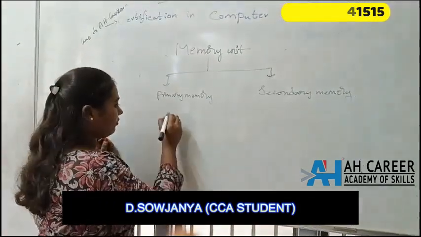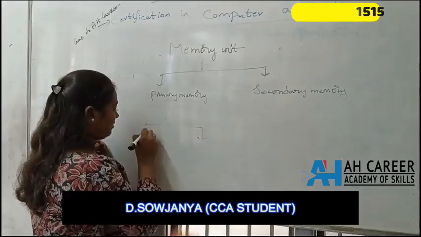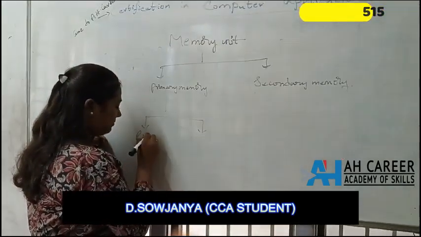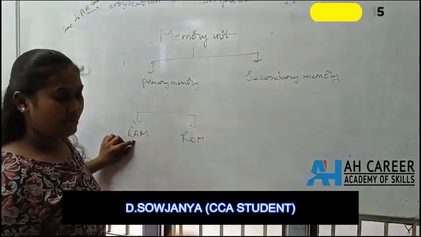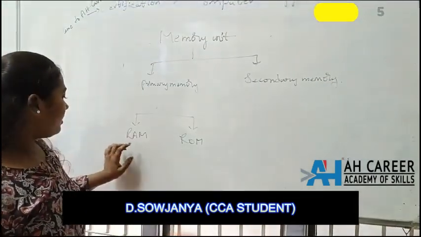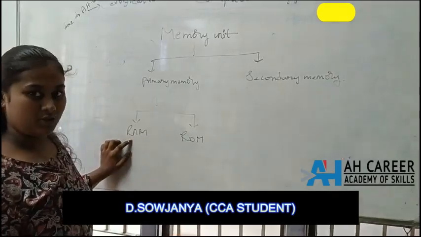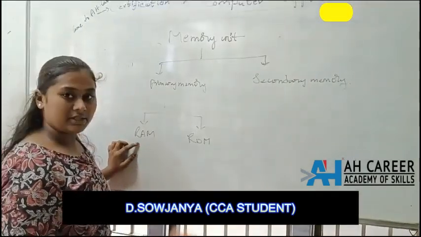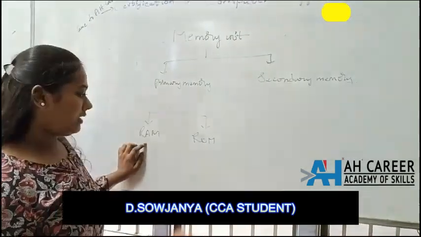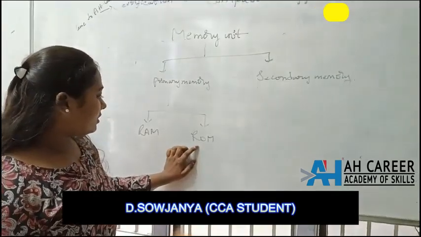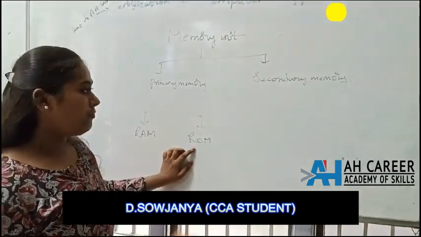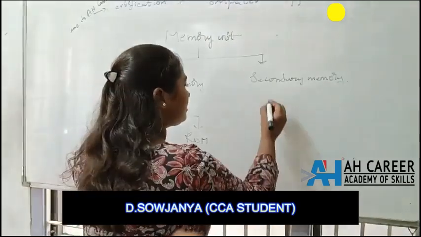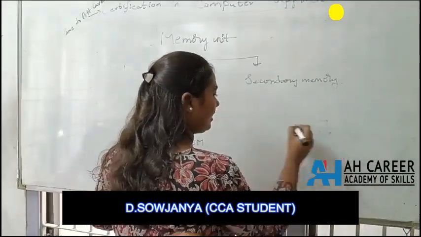Primary memory is of two types: RAM and ROM. RAM means random access memory, and ROM means read-only memory. When the power is switched off, the system will erase the information in RAM. In ROM, the information will not be erased when the system is off. Secondary memory is of two types: internal and external.